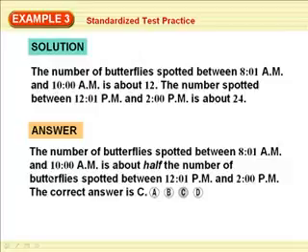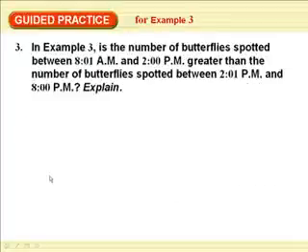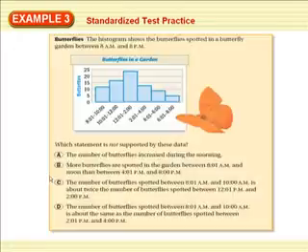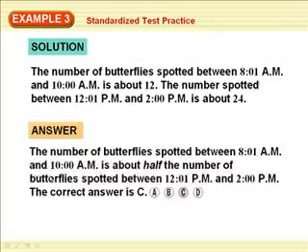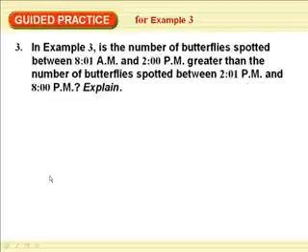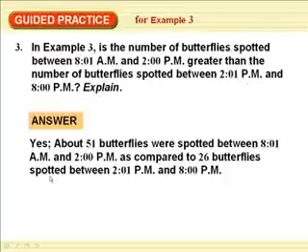See? Yep. And it's just going through and reading it, an example. In example 3, is the number of butterflies spotted between 8:01 a.m. and 2 p.m. greater than the number spotted between 2 p.m. and 8? So 8 to 2. Is 8 to 2 greater than 2 to 8? I think so because the bars are bigger. Let's see what they say. Yes. We could count them, we could add them up, but I think this is because the height of the bars.